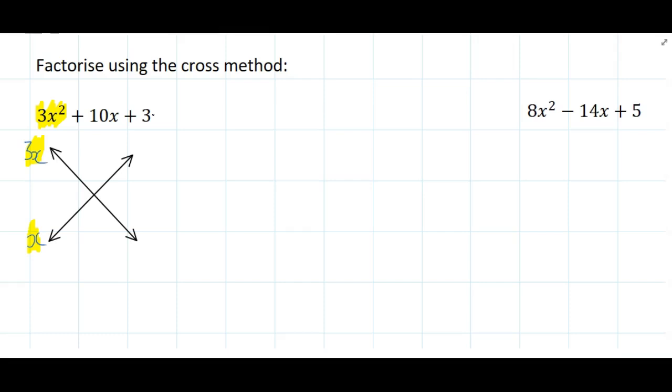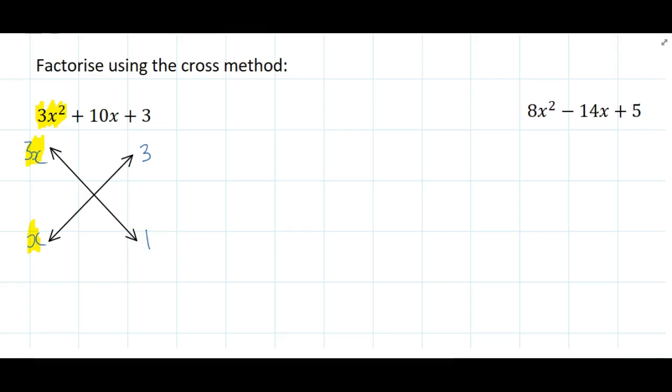When you start getting bigger numbers, with lots of factors, you have to think of the different ways they can be arranged. So I'm going to put it here. So 3 and 1. Okay, so they're my factors of 3.